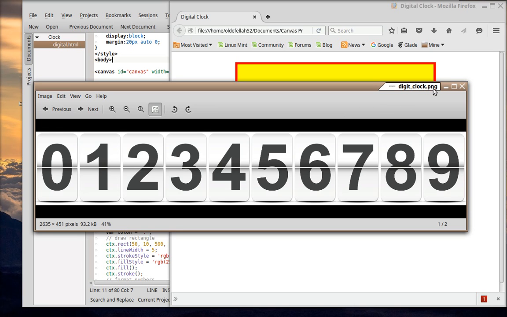I've called it digit clock and I've saved it in an images subfolder, and as you can see it's quite big. It's only showing at 41%, so these numbers are going to determine what happens in the actual code that you write, so you've got to keep a note of those, otherwise it won't work properly. So what we've got here is 10 digits. It's 2635 wide, which means that if you divide that by 10, each one of these is about 263 wide and 451 high. So that's the first thing.